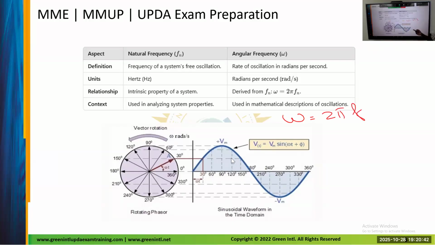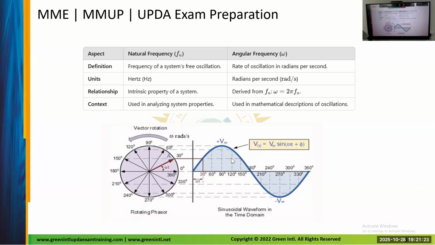What is f? f is frequency. What is the frequency? f is equal to 1 by t. So f is nothing but time, because by definition it is related to the time taken. What is omega? Omega is an angle. So angle we may refer to either as theta or omega. Both are angle. Whether we put degree or radian, in both we say theta.